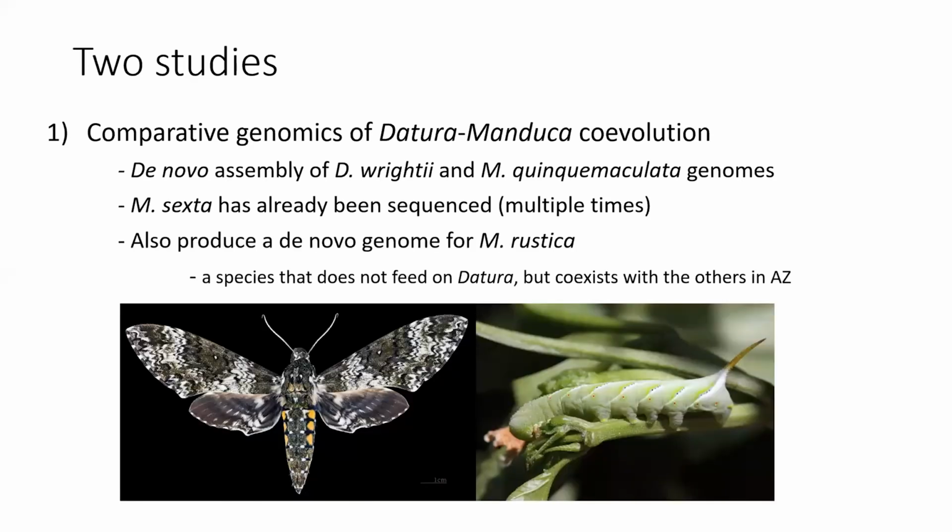I'm also working on a de novo genome for another species of Manduca, Manduca rustica. This is a species that does not actually feed on Datura. Its primary host plant is, but it coexists with sexta and quinquemaculata in Arizona, where I'm doing the bulk of this work. Because of this, Manduca rustica serves as an excellent negative control, as it has most definitely not co-evolved with Datura.